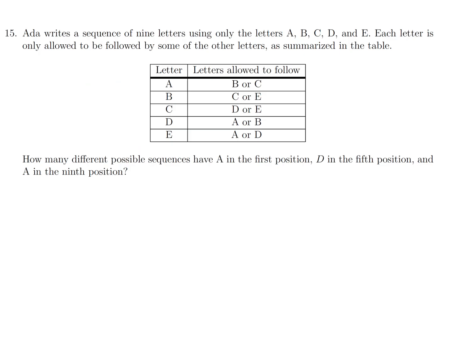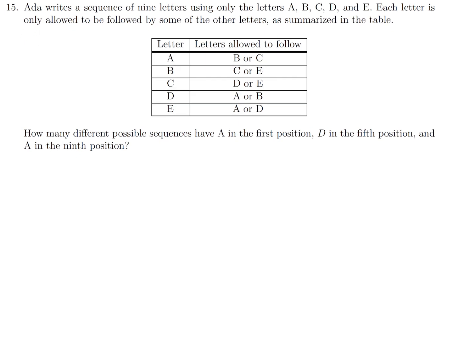Ada writes a sequence of 9 letters using only the letters A, B, C, D, and E. Each letter is only allowed to be followed by some of the other letters as summarized below. How many different possible sequences have A in the first position, D in the 5th position, and A in the 9th position?